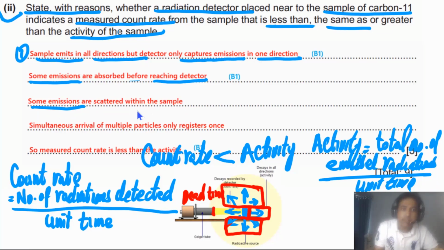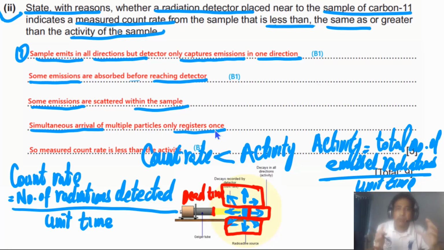Some emissions are scattered within the sample, we can also write down. So this is the 3rd point. Simultaneous arrival of multiple particles only registers 1. Meaning many particles arrive together, but this detector will count 1. So count rate is less than activity. We can also say maybe some radiations are absorbed by the window of the detector, or you can say GM tube. So these points you need to understand, and this is also a common question.